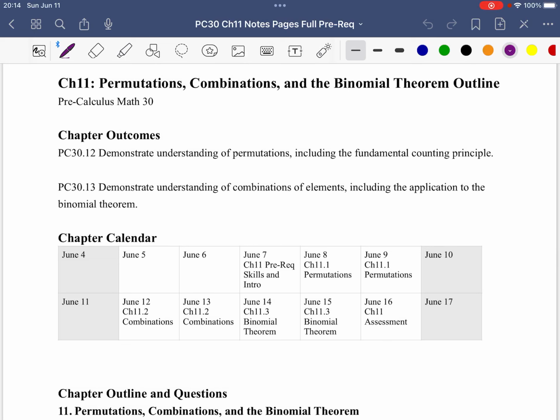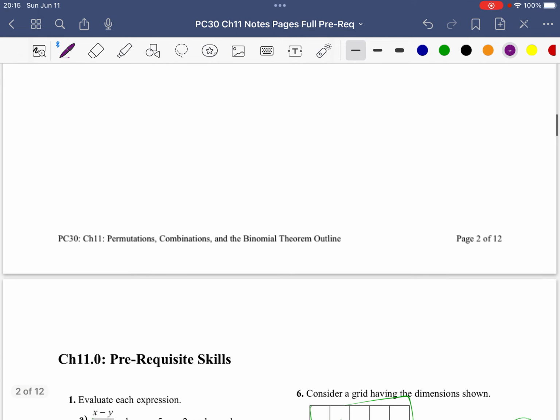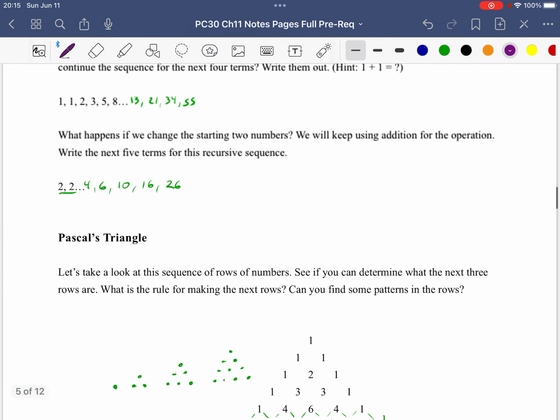All right, we have finished off with permutations. These classes are done. So today we are going to go through the notes and examples on combinations. Chapter 11.2, you see that your assessment is right there at the end of the week. So let's get going on combinations.